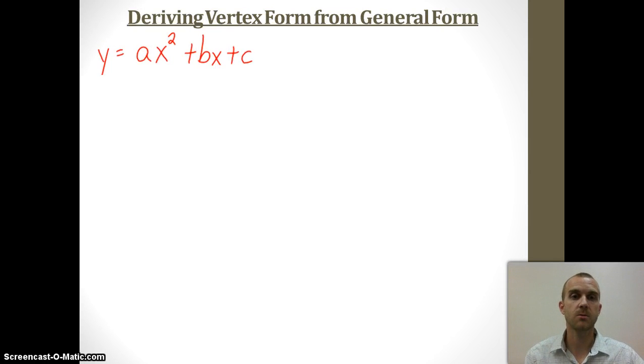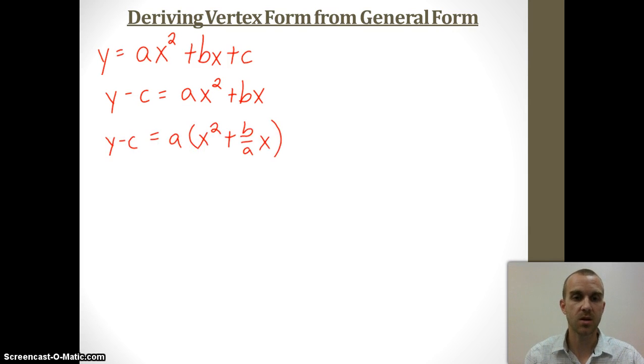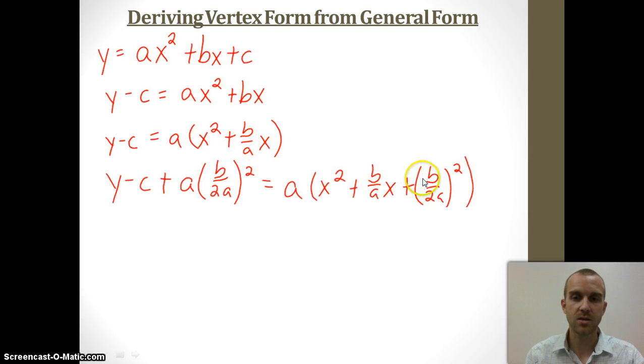Well, if we start with the general form, we can work on trying to complete the square, and it will actually come out creating the vertex form. So let's shift the c to the left-hand side. If we pull an a out of both of the x's, we end up with x squared plus b over a x. And now we can actually try to complete this square by adding the b over 2a quantity squared.